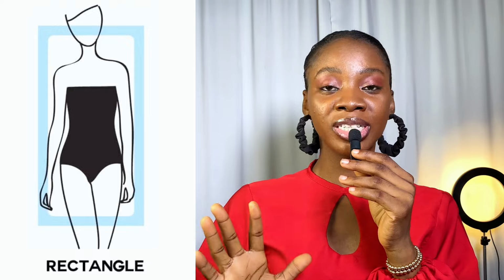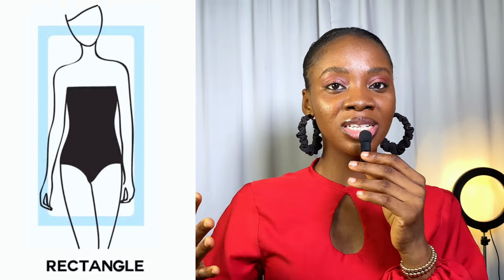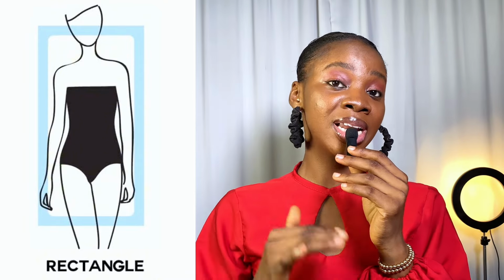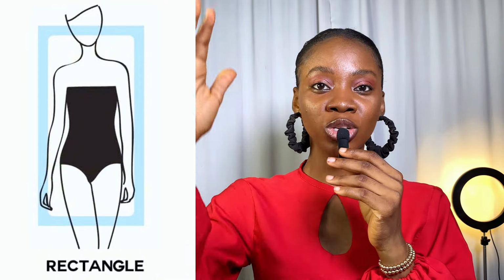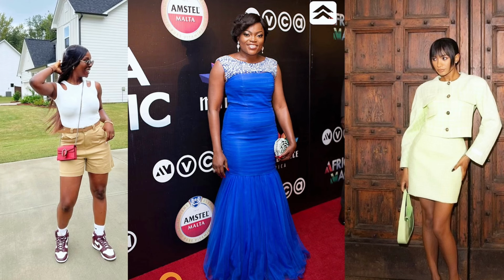The silhouette of the rectangle shape is usually straight, right? Because the shoulders, the bust, the hips are all around the same measurement. And like I said, the waist is not defined. So it really has this straight looking type of shape. This body type isn't usually very curvy. A lot of slim people fall into the category of the rectangle body shape. But funny thing is, not only slim people fall into this category.